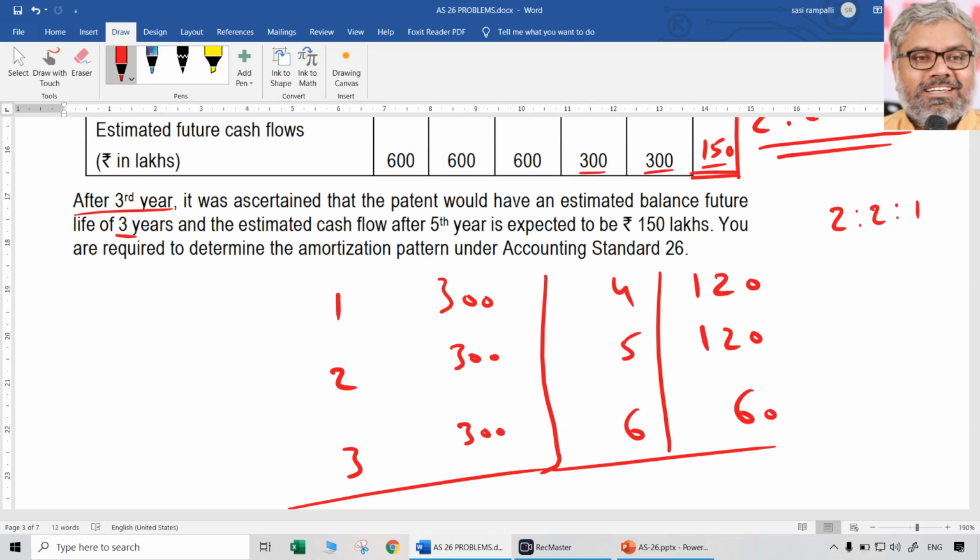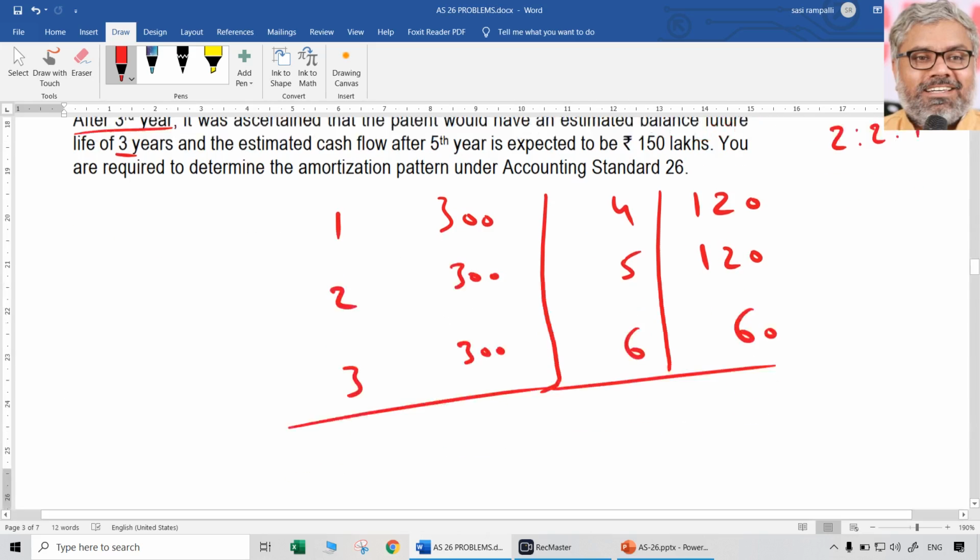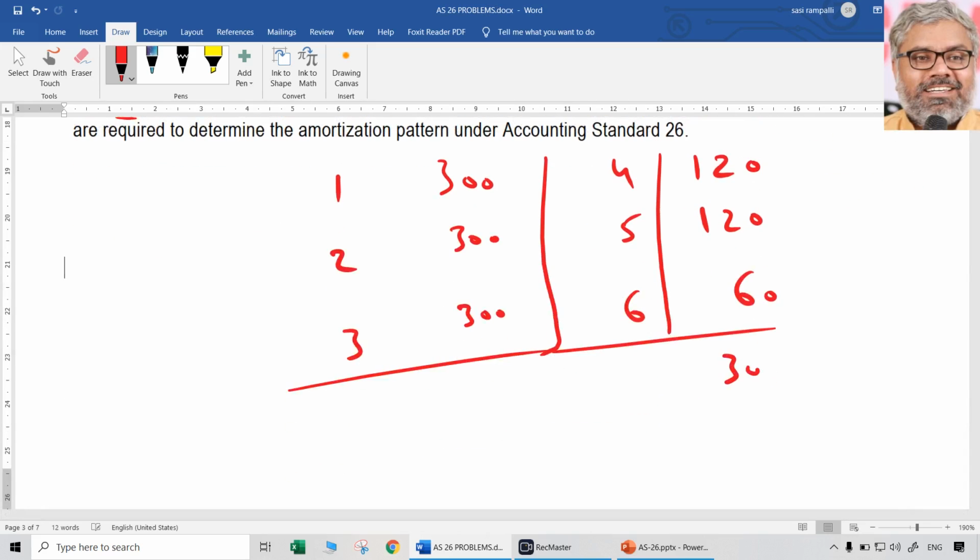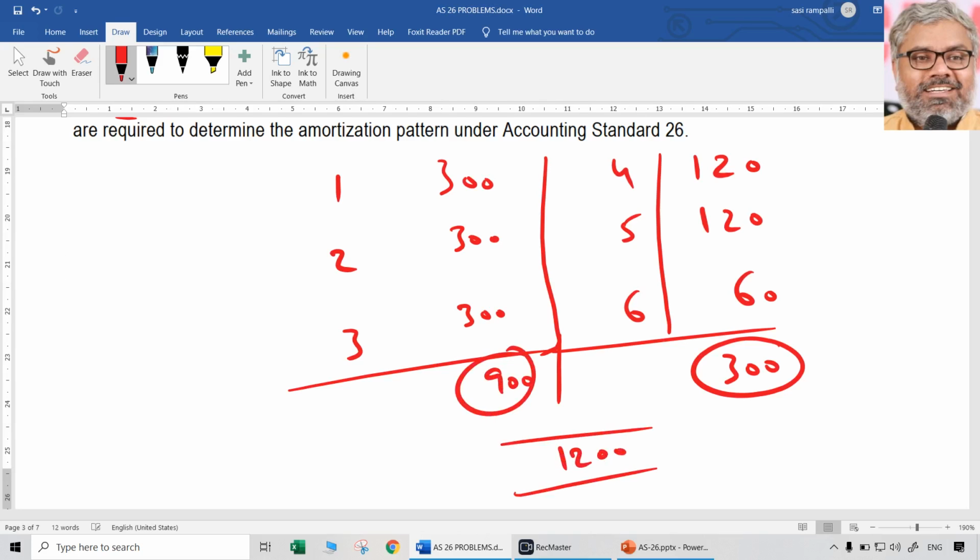That will be how much? Naturally 300. So this 300 is going to be the future amortization for the fourth, fifth, sixth years. 1, 2, 3 years already, what happened is 900. And naturally, the total of these two is 1200 lakhs, which is supposed to be amortized throughout the life of the asset. So 900 plus 300 is the point.